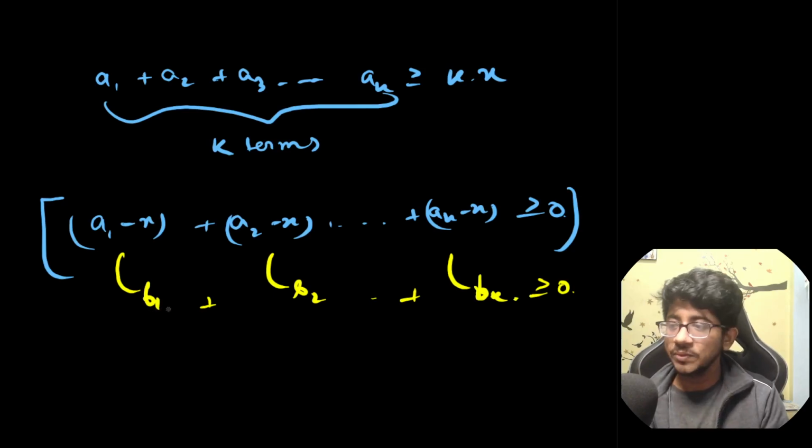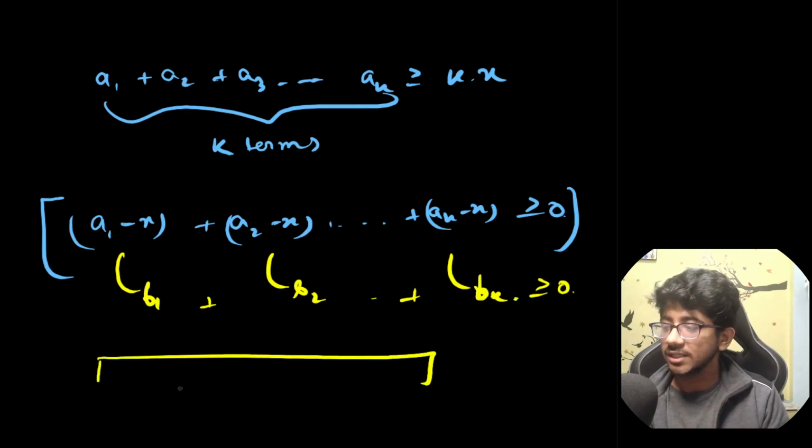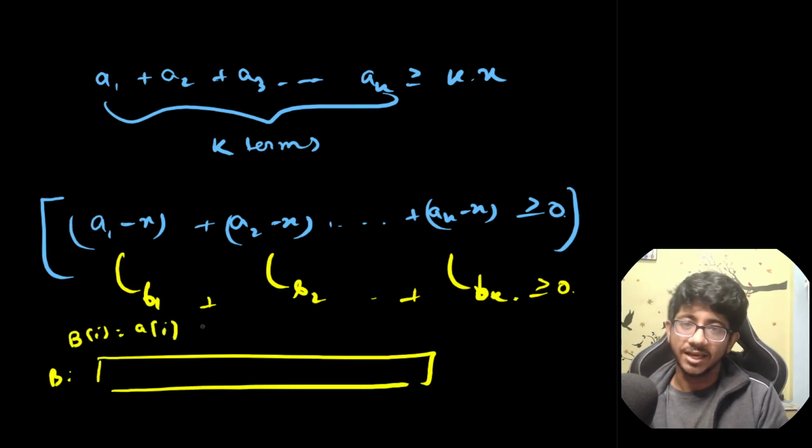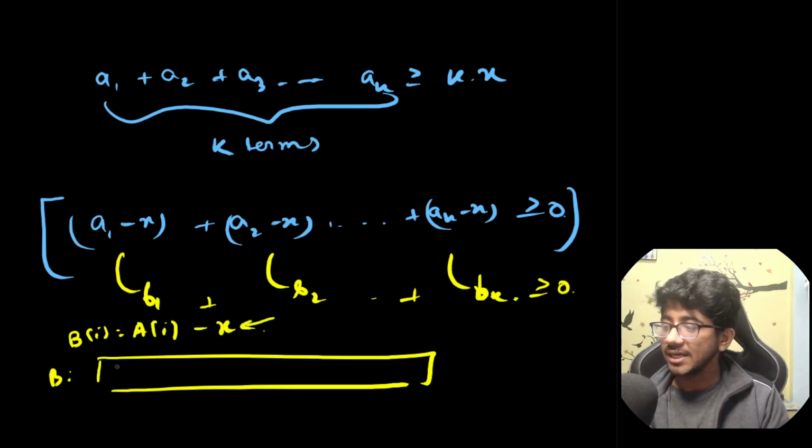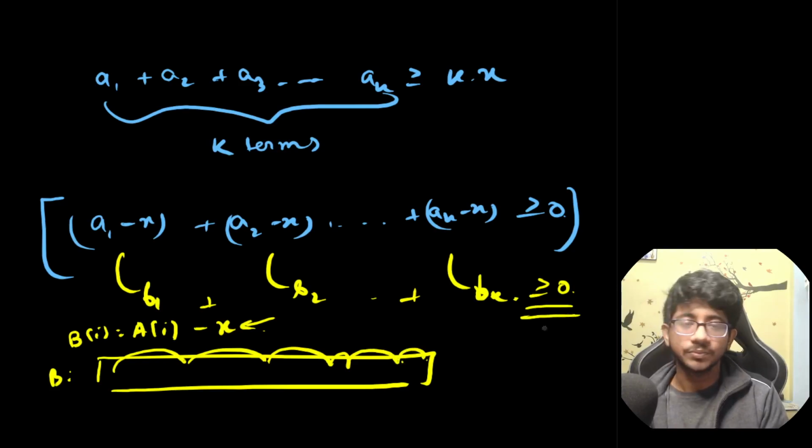So there is this new b array where you subtract x from every element, where every b of i is equal to a of i, let's say a of i is the original array that we have given in the problem, minus some x, which is the current binary search value. And in this, can we form some subsequence such that no two neighboring elements are left out, and the sum of that is greater than or equal to 0, right? This is what we need to find.